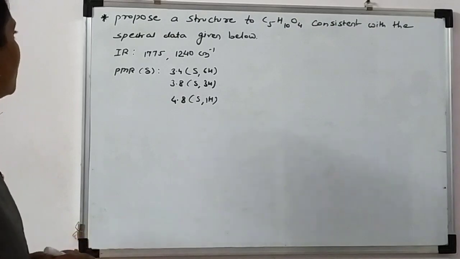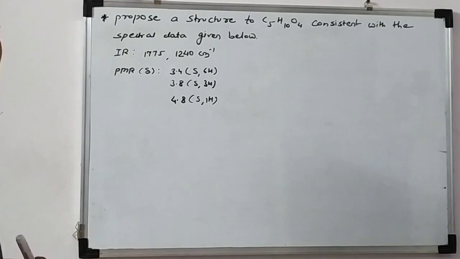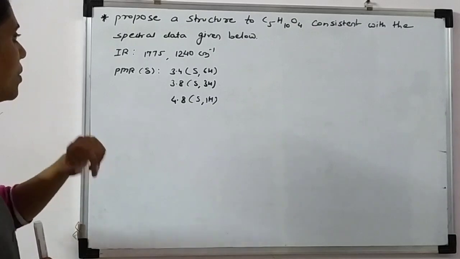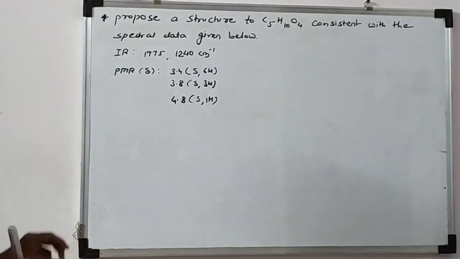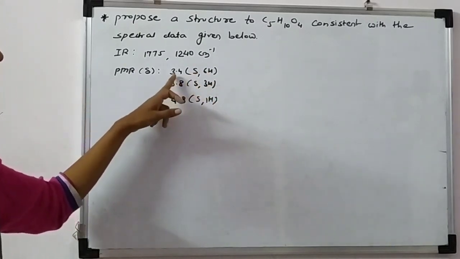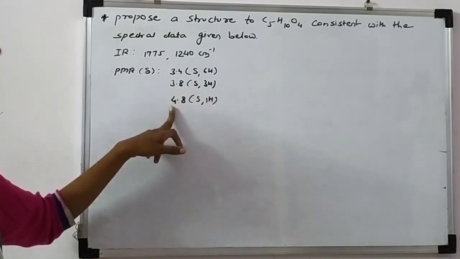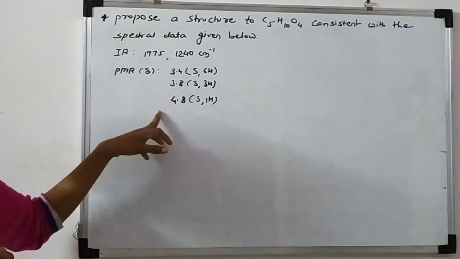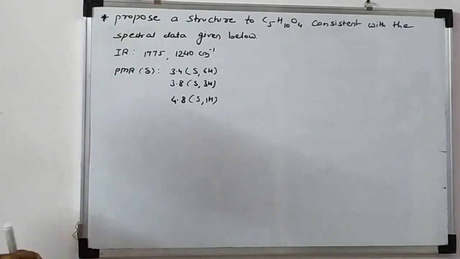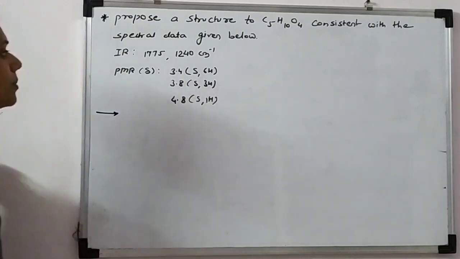This is another example. Propose a structure of C5H10O4 consistent with the spectral data given below. IR values given here are 1775 and 1240 per centimeter. PMR data in delta scale: 6 protons give a singlet at 3.4, 3 protons give a singlet at 3.8, and 1 proton gives a singlet at 4.8. Here 3 signals we have obtained, since 3 PMR values are given in delta scale. So right, we solve the problem here.